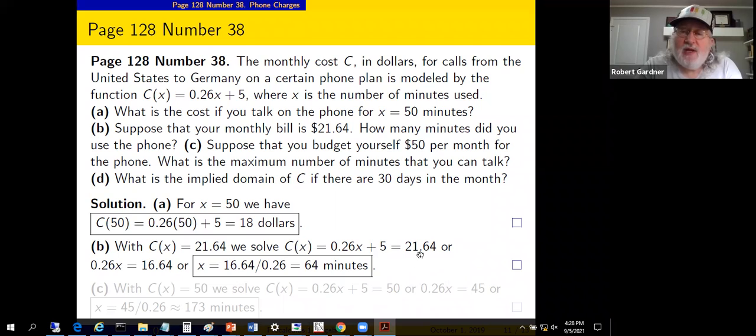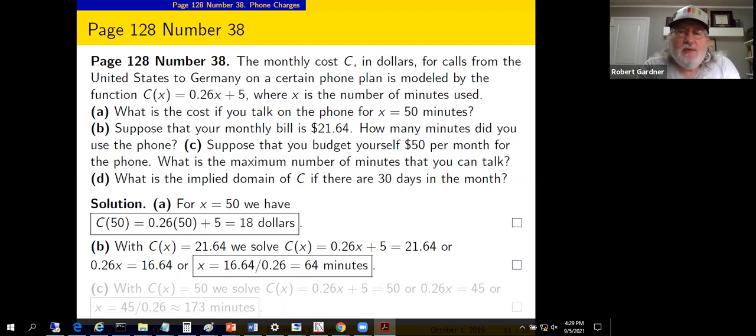Subtract 5 from both sides, trying to get x by itself. That'll produce 16.64 on the right-hand side. Then divide by the coefficient, 0.26. That will produce x is 16.64 divided by 0.26. In the absence of a calculator, I'm happy to say that's the answer in minutes. Let's simplify it so it makes some bit of intuitive sense. And upon simplifying that, you find it equals 64. So x equals 64 minutes will produce a phone bill of that amount under this model.